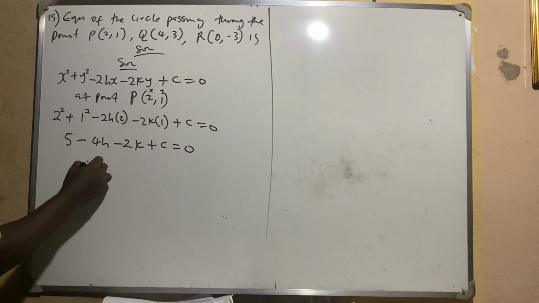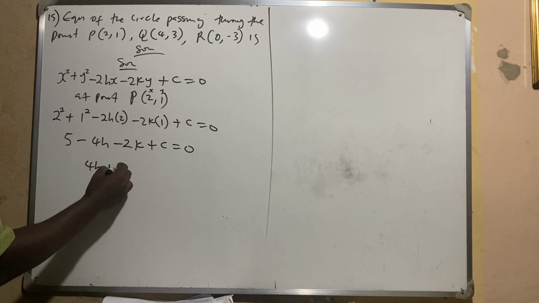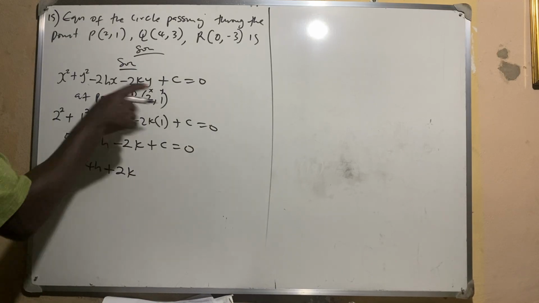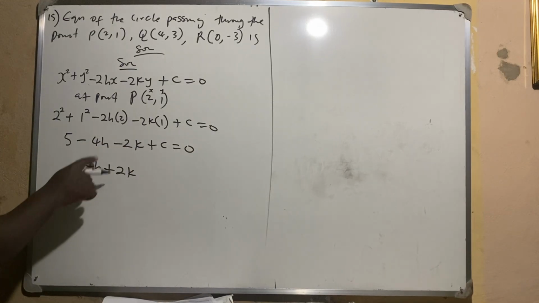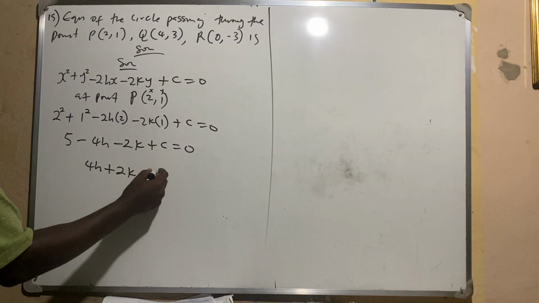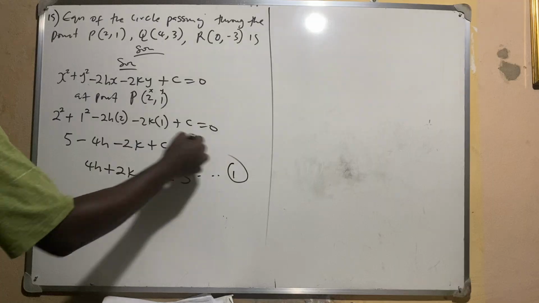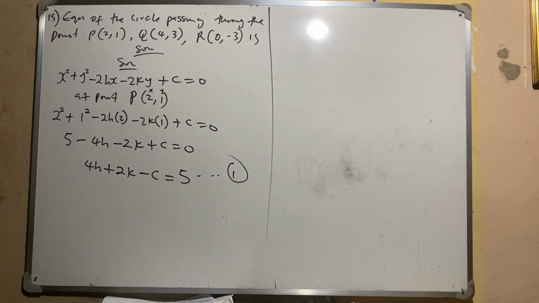So I'm going to have 4h plus 2k. I'm moving everybody to this side. This one moves to this side. I have 4h plus 2k minus c is equal to, I'm leaving this one here, 5. Equation 1. Okay, I've gotten equation 1.